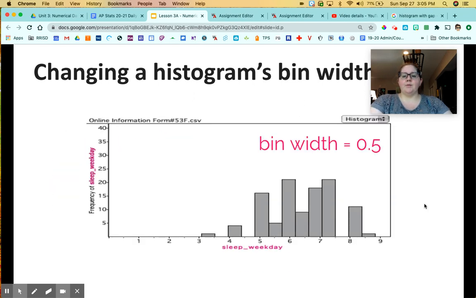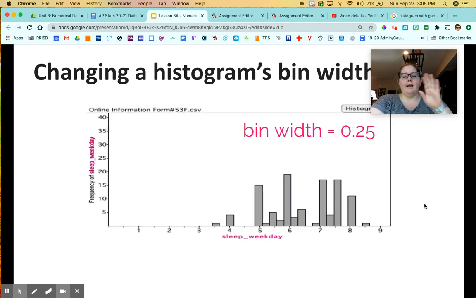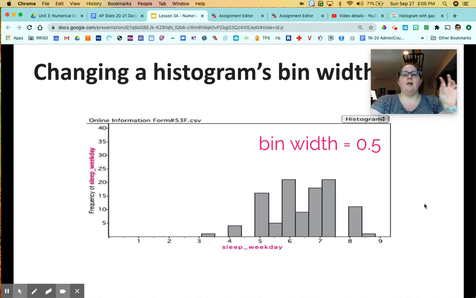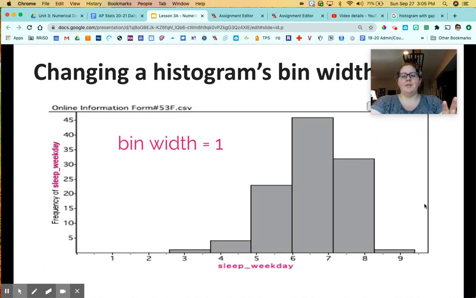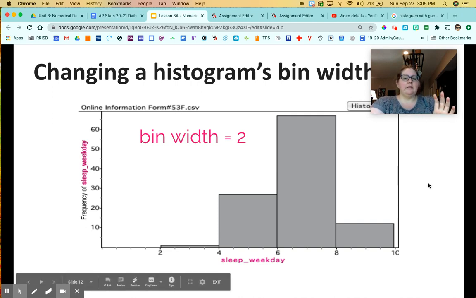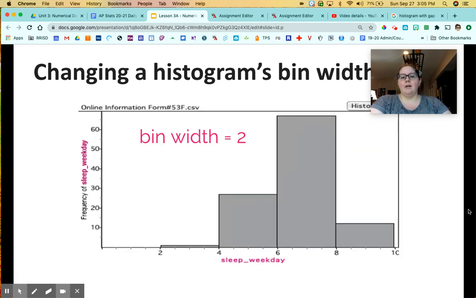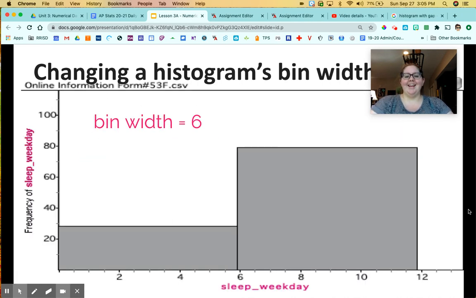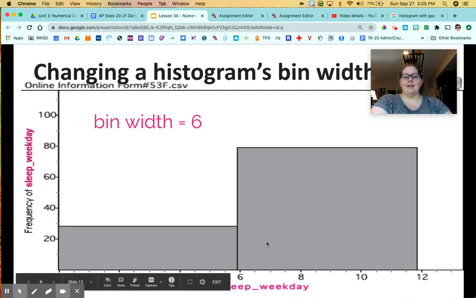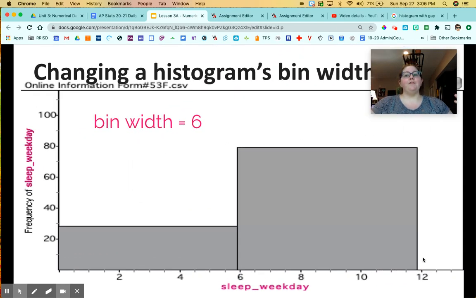I want you to notice what's happening here. This is a little too hard to read and it's too specific. So I make it easier to look at, easier to understand what's going on with the data. But then at some point, it starts to get a little more vague, and it's a little harder to tell what's going on. It's harder to see some of those trends and patterns. Here's a bin width of 6. So anybody who said between 0 and 6, anybody who said between 6 and 12, very unspecific, very vague. So the bigger my bins get, the more vague that histogram looks, and it's not giving me as much information.